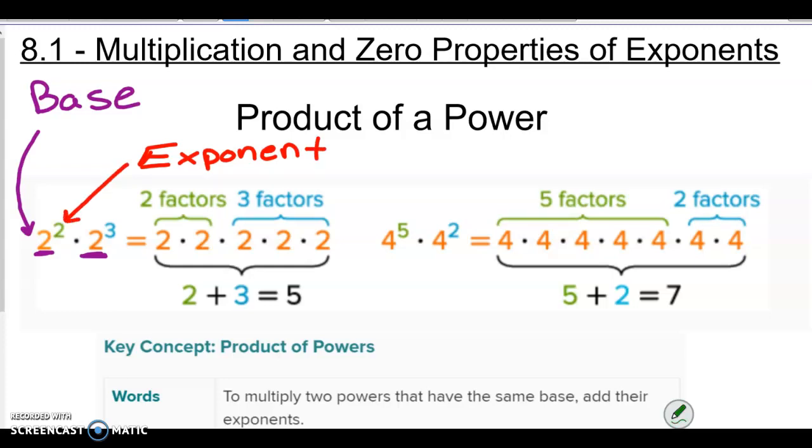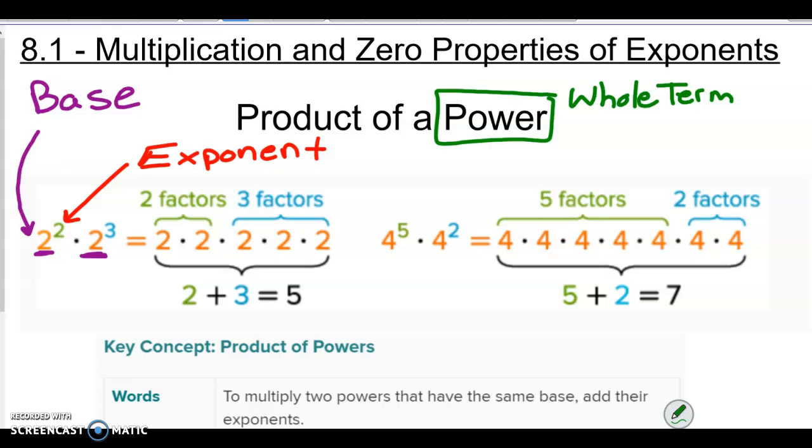And then when you see that word power, that technically means the whole thing. So it's that whole individual term. That's typically how that's going to be referred to. But base and exponent are the main points of that.